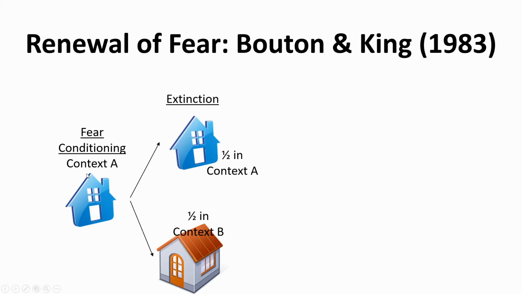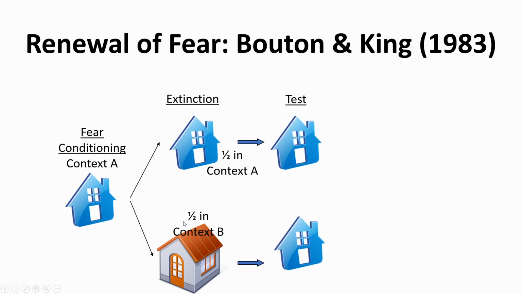They then had two different groups here. Half of them received extinction in context A, so they weren't brought anywhere else. They stayed in the location where they were originally conditioned for that fear response. But half of the rats were brought to context B, a new location. So half of them experienced extinction only in this new location. For testing, they were then brought back to context A, or in this group here, they stayed in context A, and they were tested. So what happens when this tone plays in context A?